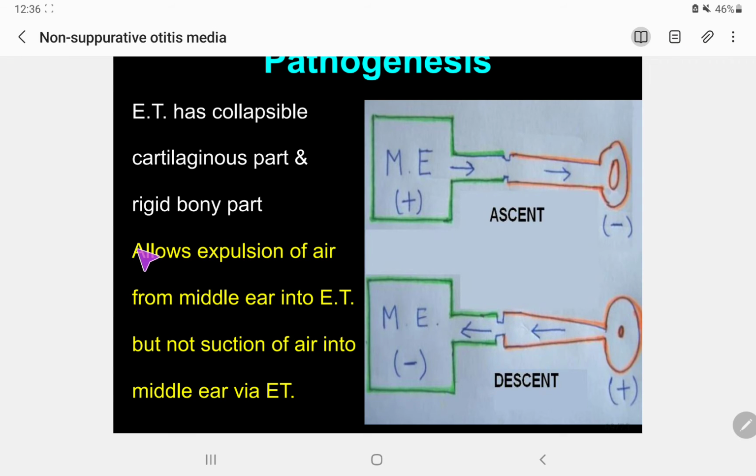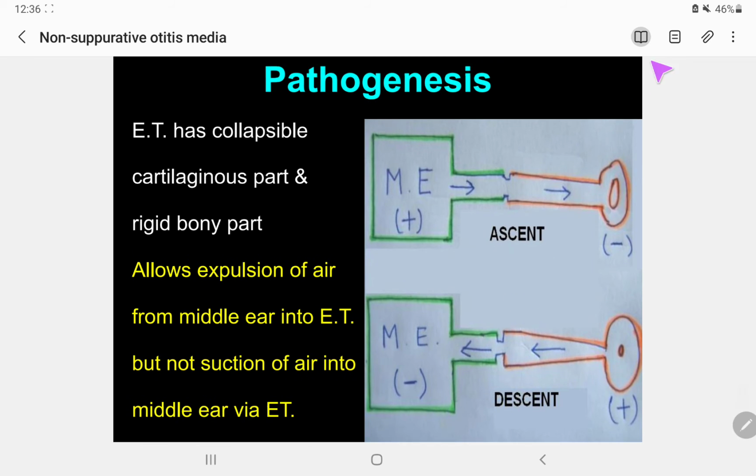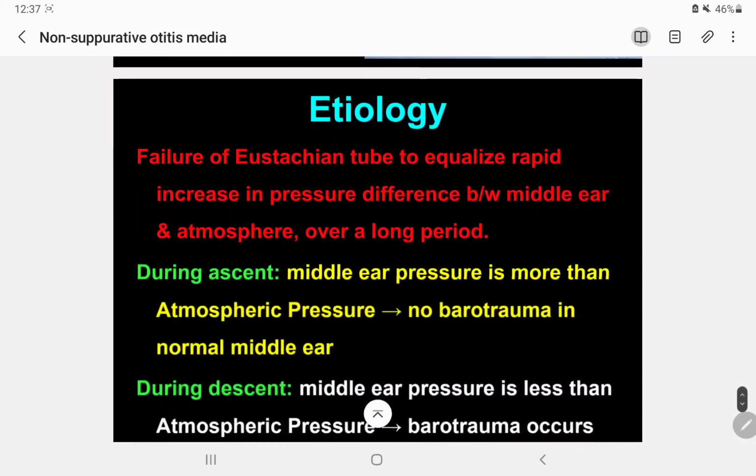So what this means is that in barotrauma of the middle ear, it allows the expulsion of air from the middle ear into the eustachian tube. This can happen. But there is no suction of air into the middle ear via the eustachian tube. From here it cannot go inside the middle ear. That's what causes the barotrauma. I hope that made sense.